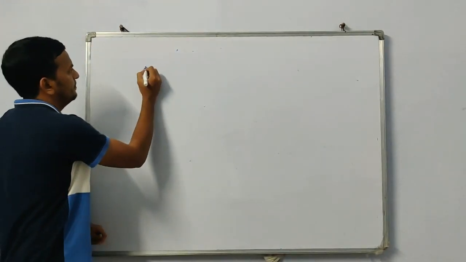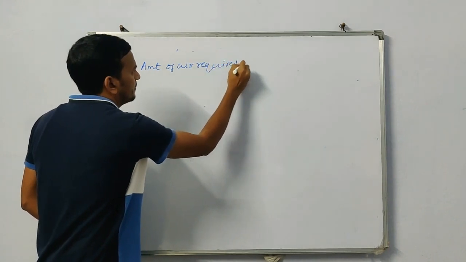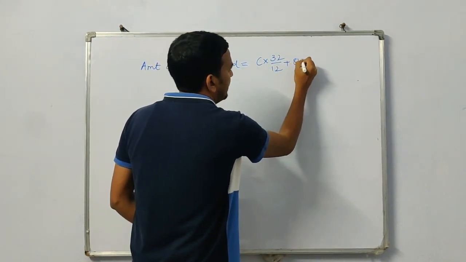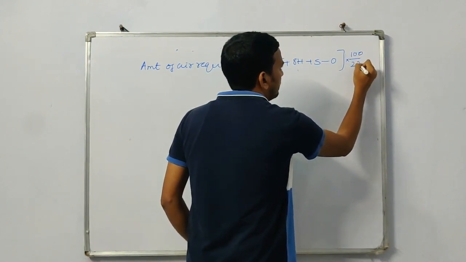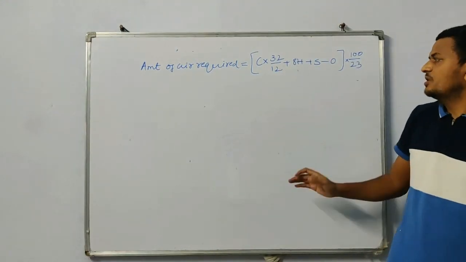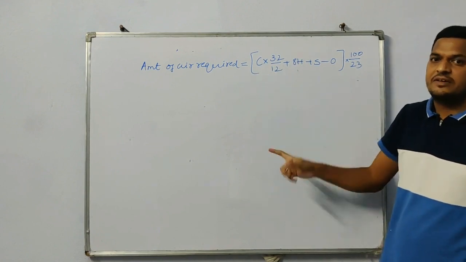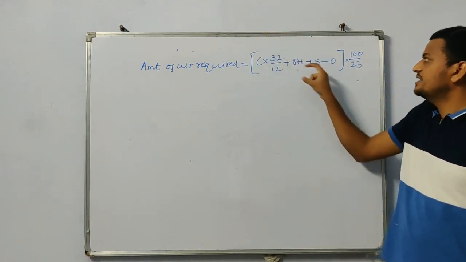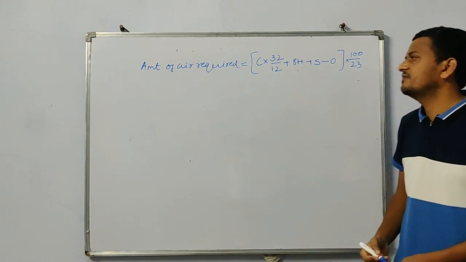First of all, write down the formula. Amount of air required equals (C into 32/12 plus 8H plus S minus O) into 100/23. And students, please don't get confused between the Dulong formula and air quantities. In Dulong's formula, we directly take the percentages of carbon, hydrogen, sulfur and oxygen. In this one, we are not supposed to take the percentages. We have to calculate the weights of individual elements present in the fuel first, and then substitute the weights in the formula. Then we will get the amount of air required for the complete combustion of the fuel.